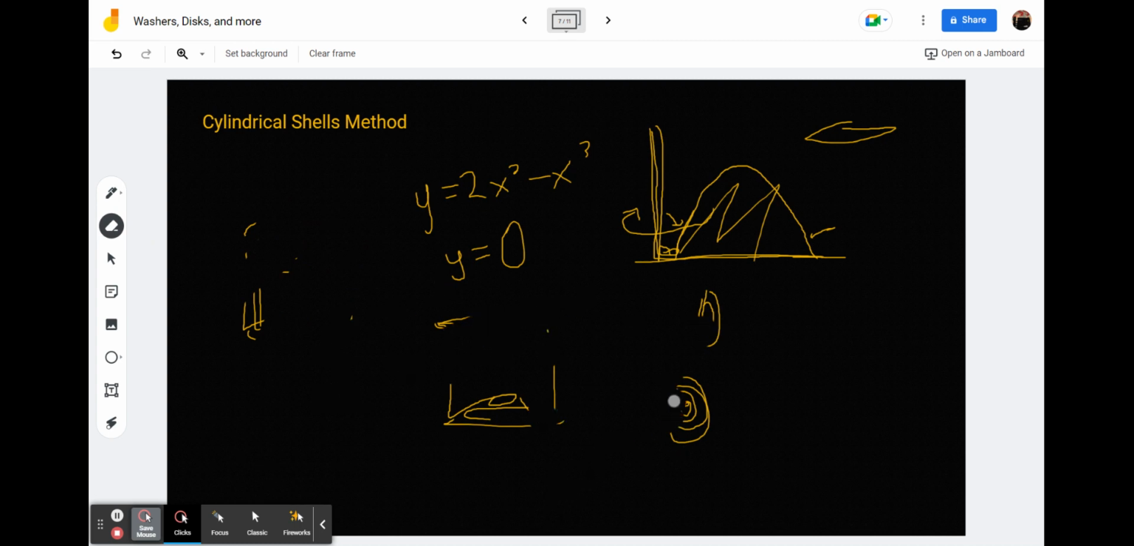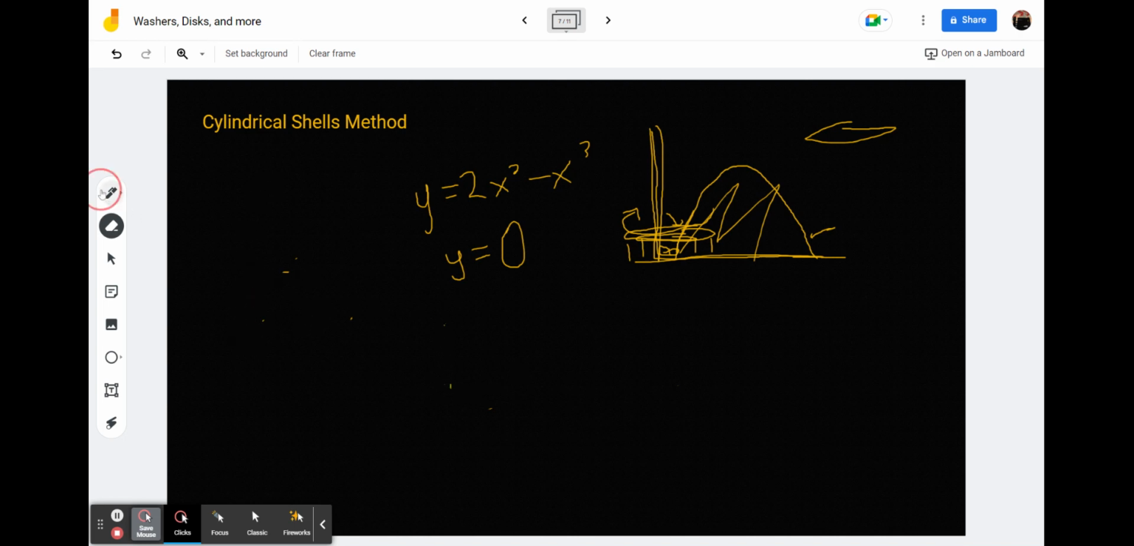So in this example, what we need to do is take a hollow cylinder here and add it up with this hollow cylinder here and keep adding. So we need to find the volume of these hollow cylinders. So how exactly do we do that?